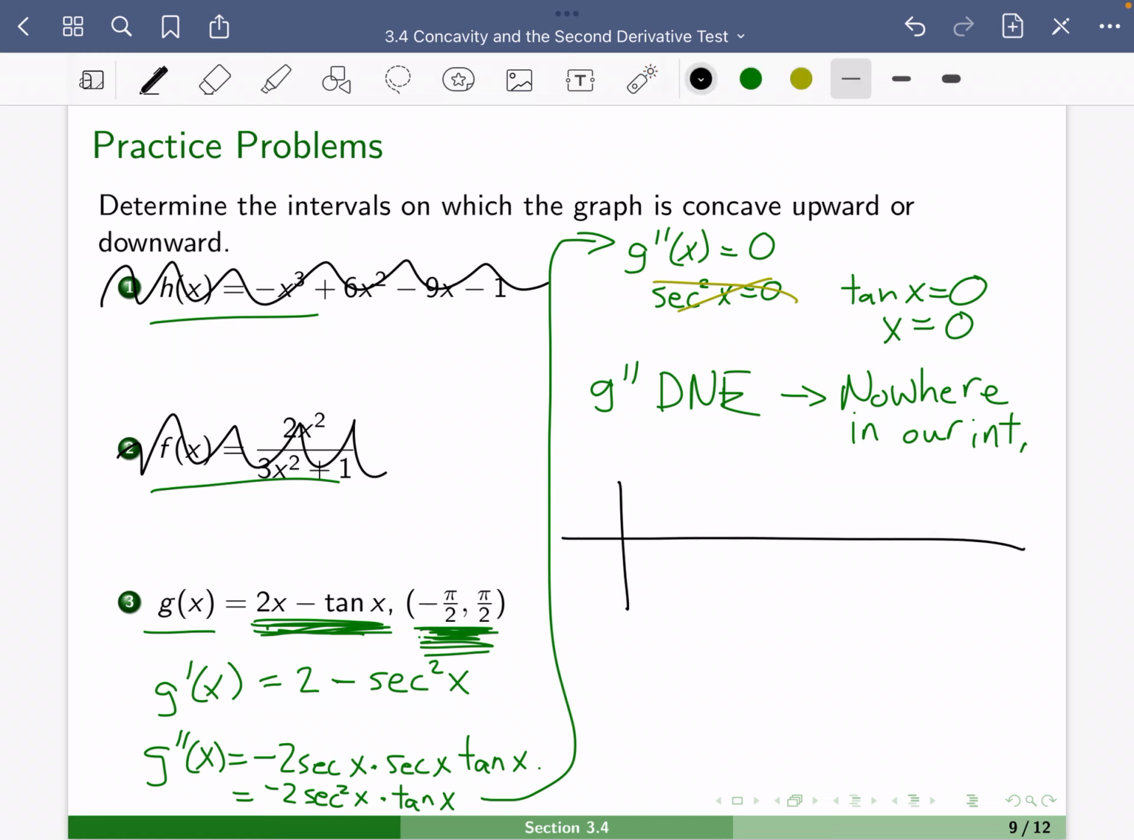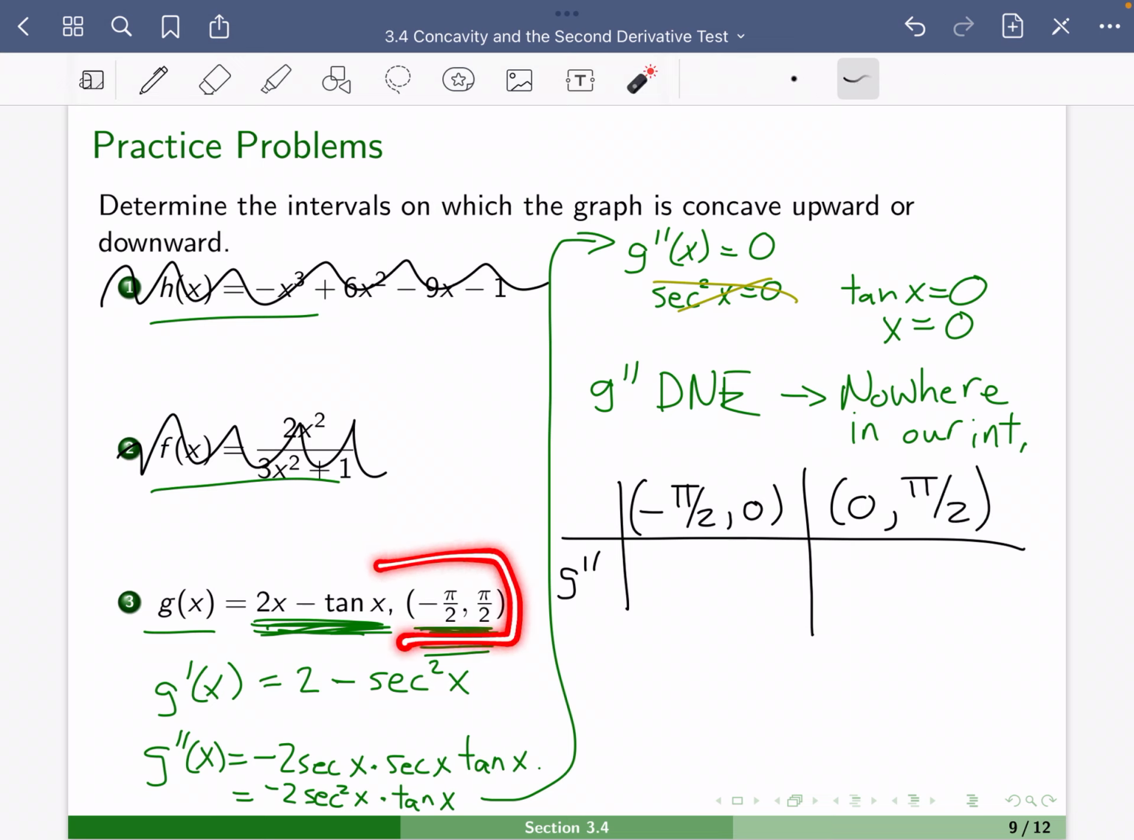All right, so again, our interval is only going from negative pi over 2 to positive pi over 2. And so now we'll do a sign chart for that second derivative. We're going to go from negative pi over 2 to 0, and then from 0 to positive pi over 2. Those are the only places we're interested in, since we're restricting ourselves to this interval. So we want to pick something between negative pi over 2 and 0. I would plug in negative pi over 4, into the second derivative.